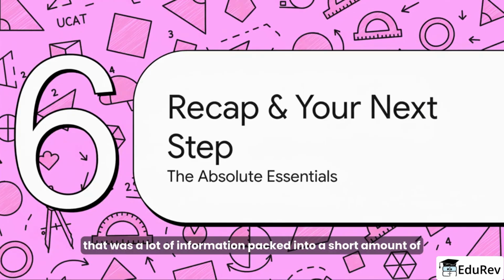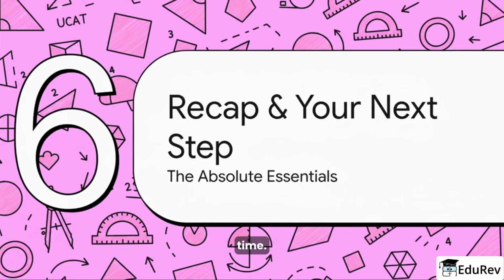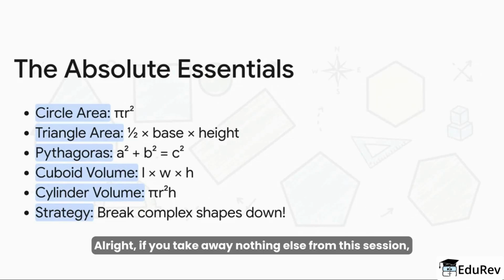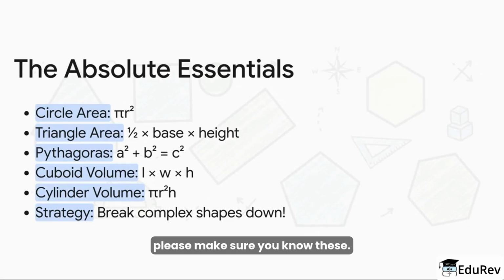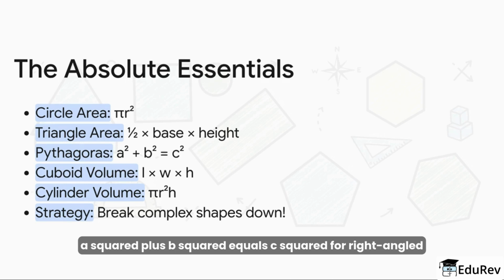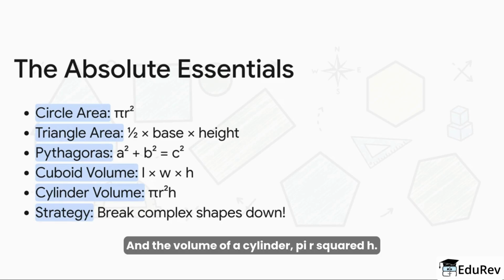Okay, that was a lot of information packed into a short amount of time. So let's do a lightning-fast recap of the absolute non-negotiable must-knows. All right, if you take away nothing else from this session, please make sure you know these. The area of a circle, pi r squared. The area of a triangle, half base times height. Pythagoras, a squared plus b squared equals c squared for right-angled triangles. The volume of a cuboid, length times width times height. And the volume of a cylinder, pi r squared h.